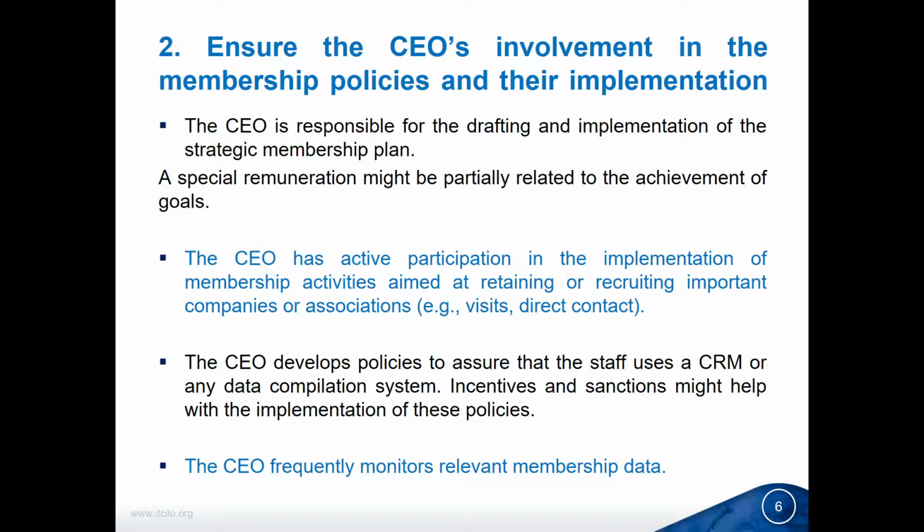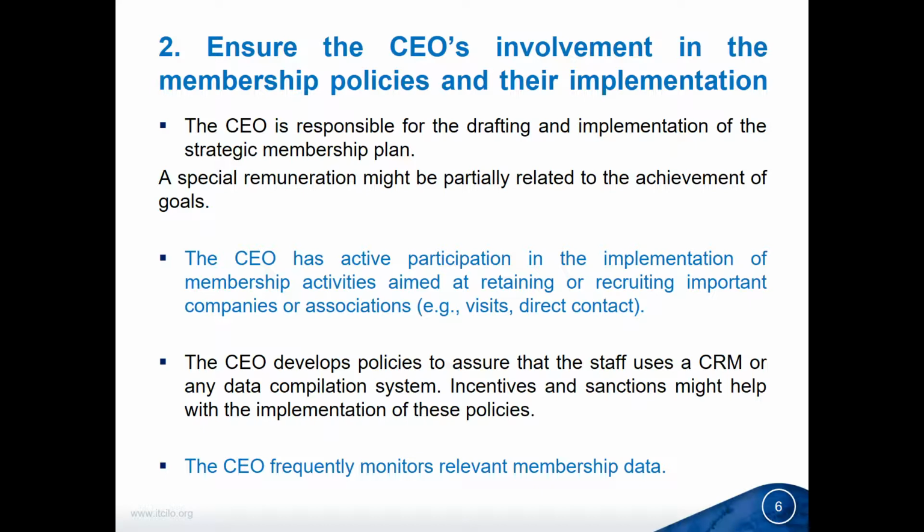So the CEO should also have a very active participation in the implementation of membership activities aimed at retaining or recruiting companies, members and associations. What does it mean? That the CEO might even, again, take part in some recruitment campaigns. Or when there are some problems with some members that are not using the organization, not participating in the life of the association, or might leave the organization, he or she might have a special role in visiting them, in calling them, to make sure that the organization can offer something valuable for them and avoid the unsubscription from the organization.